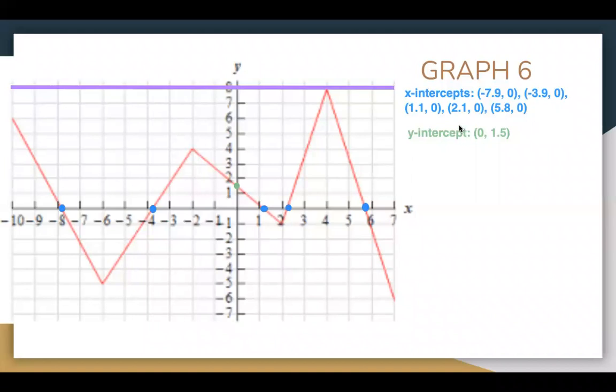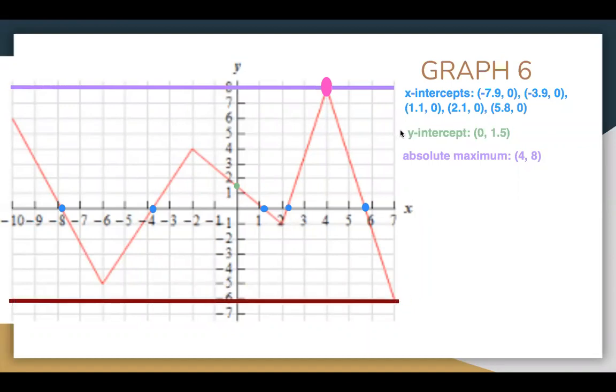So our tallest point up here at (4, 8). Now our lowest point is down here, and that is at (7, -6). Make sure I put those parentheses around the numbers.